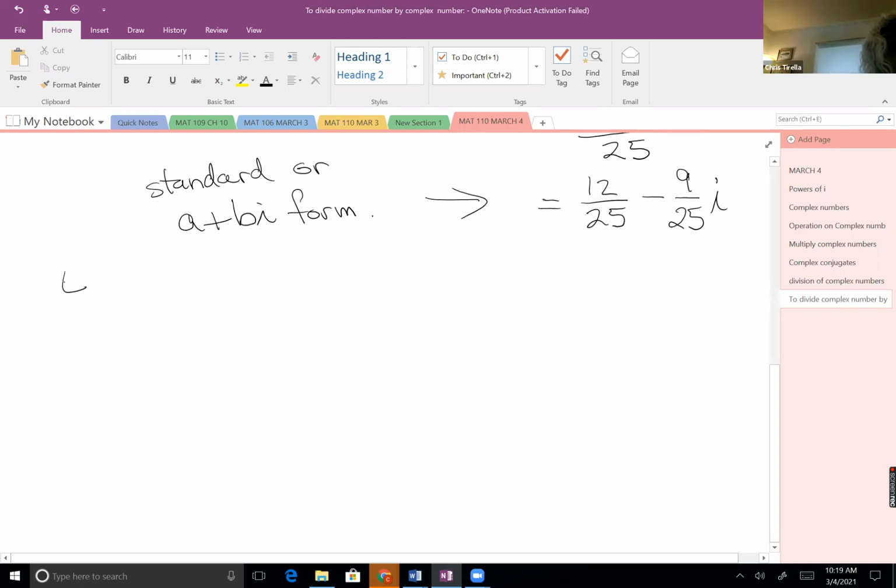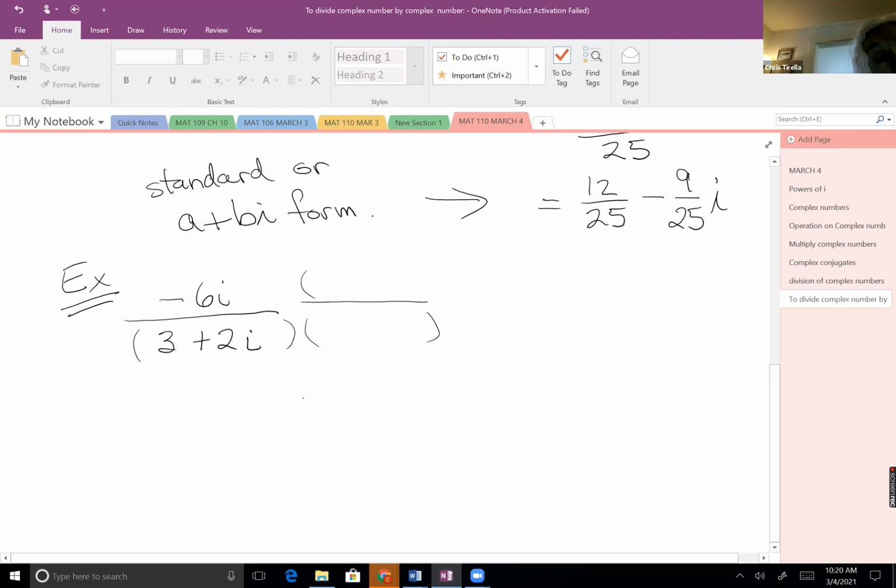So next example, let's look at negative 6i over 3 plus 2i. Again, I've got a complex number in the denominator. It's a binomial. And so we'd have to multiply both numerator and denominator by the conjugate. And so what would we be multiplying them by? 3 minus 2i. Beautiful. So we're going to multiply both numerator and denominator by 3 minus 2i.